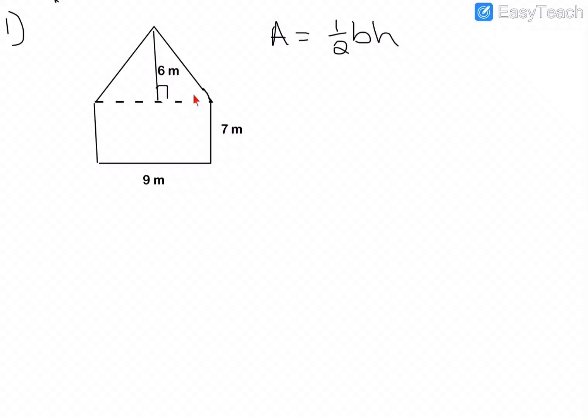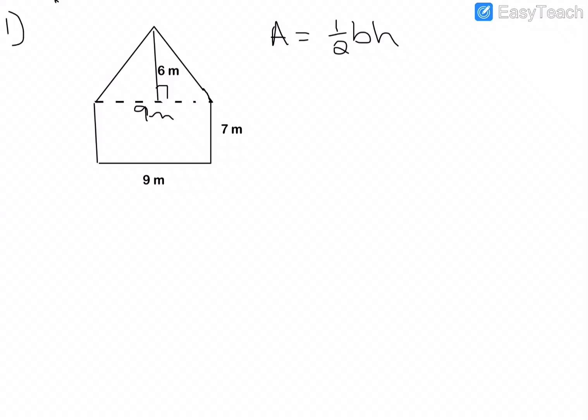So if I'm looking at the triangle here, this is my height. This is my base. Okay? There's no dimension here, but I know that this is a rectangle that it's attached to. So if I know what this side length is, I know what this side length is. So this side length is going to be 9 meters.